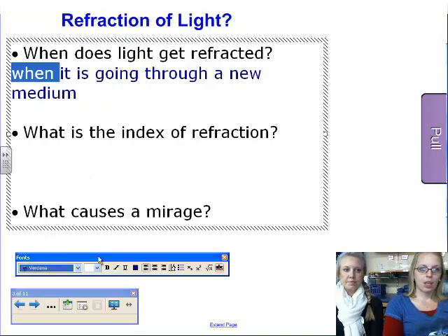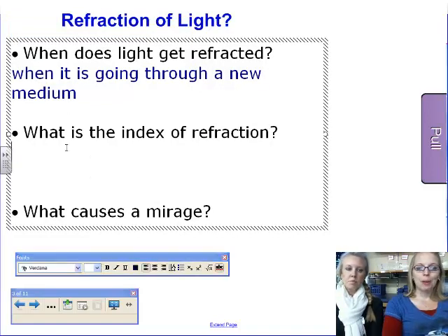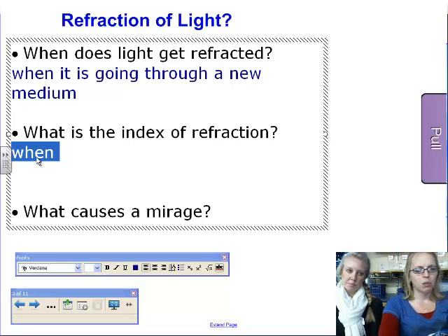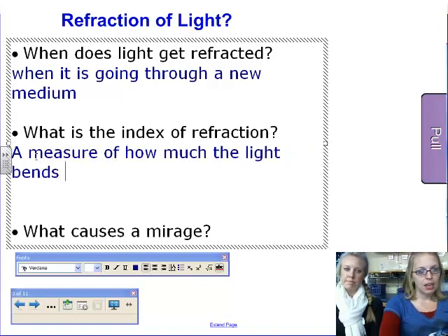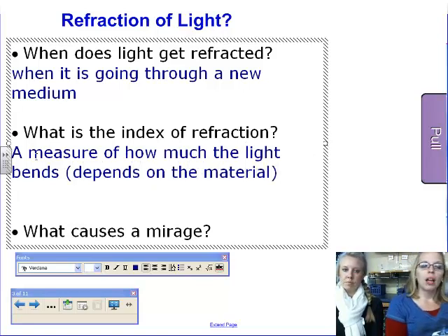Okay, but not all light is going to bend the same way. So the index of refraction, this is actually a level 4 terminology, I'm pretty sure. You have to check your proficiency scales. The index of refraction is a measure of how much the light bends. And this depends on the material that it's going through. So light will bend differently in glass than it will in water. And it will bend differently in corn syrup.